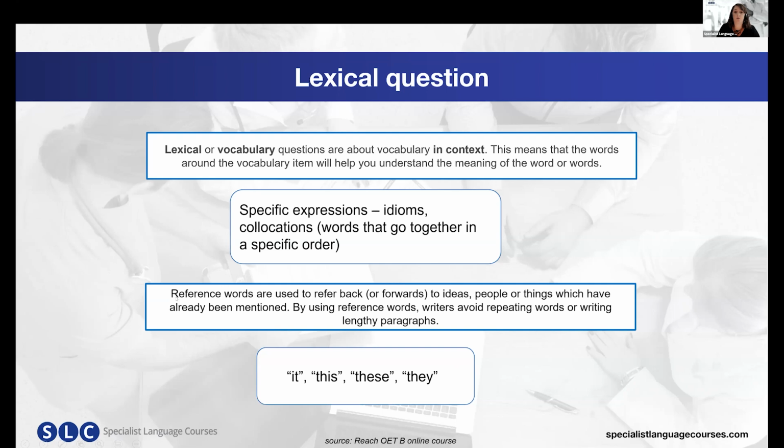Lexical questions will often refer to reference words. So reference words are used to refer back, sometimes forward, but most commonly back in OET questions, to ideas or people or things which have already been mentioned. So writers use reference words to avoid repeating words or writing lengthy paragraphs. Some of the reference words you might see include it or this or these or they. So let's have a look at an example together.